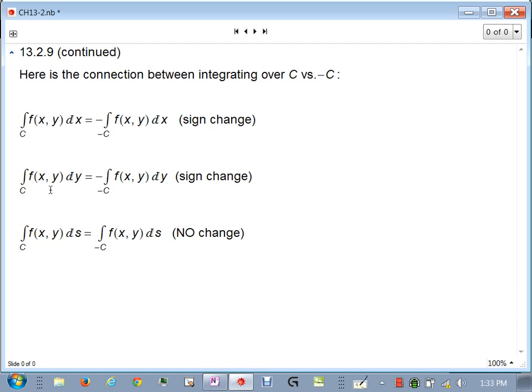But if you do it with respect to arc length, it doesn't matter which way you go. Why do you think that is? Yeah, arc length is always going to be a positive number, right? So it will not have an effect on anything. All right, so those are some relationships we may need later.